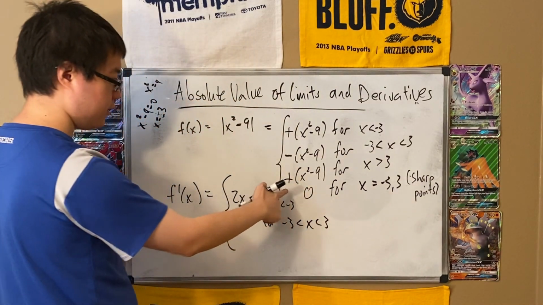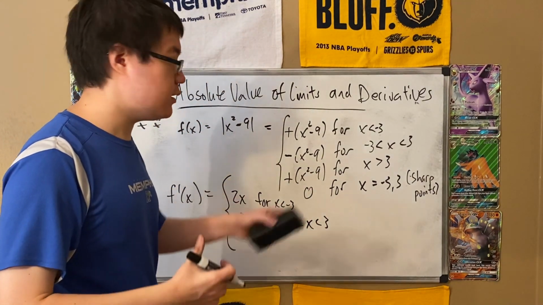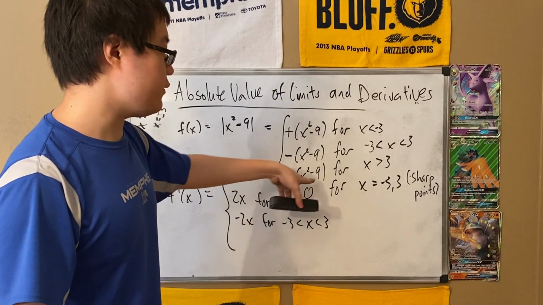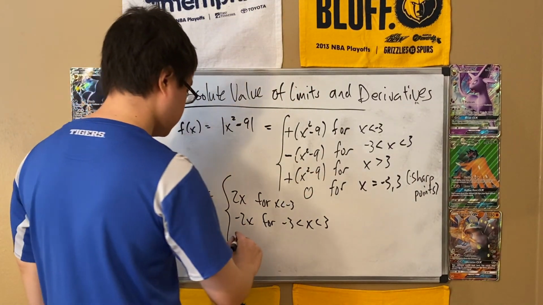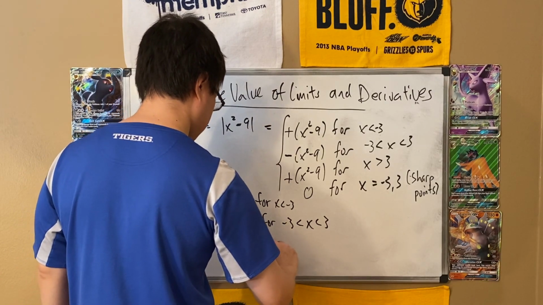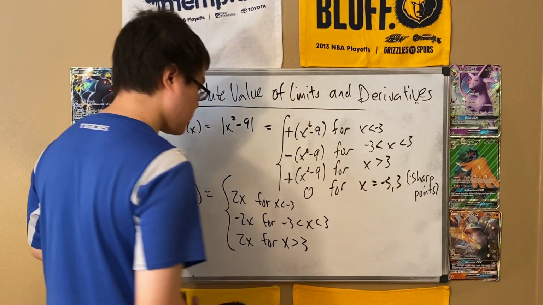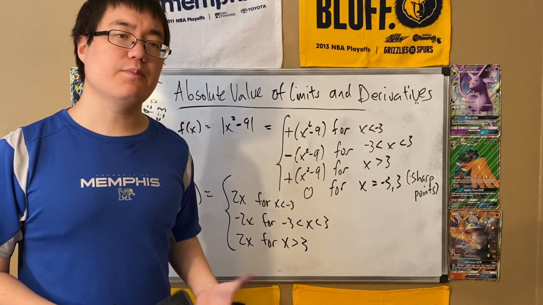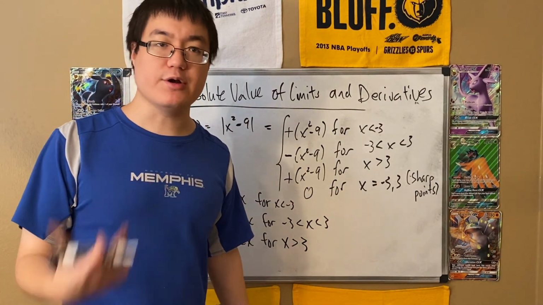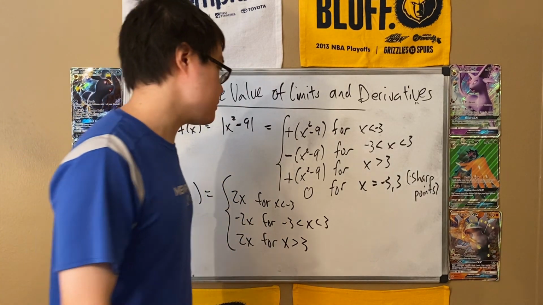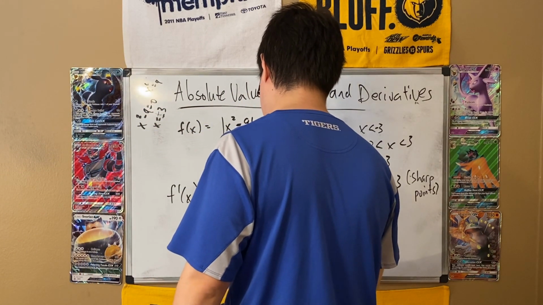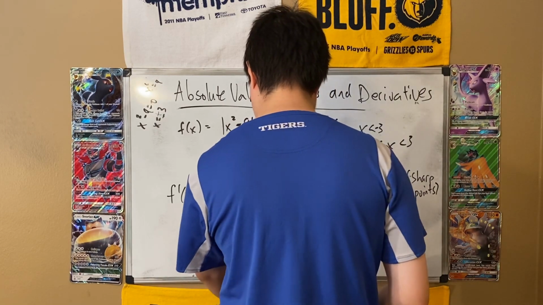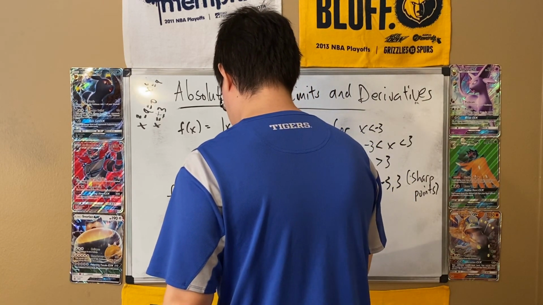And then for this guy right here, what's the derivative of x squared minus 9? Again, all this was the power. We'll take the power, drop it to the front. The derivative of minus 9 is 0. So this is going to be 2x as well. And then finally, what's the derivative at the sharp points? Well, the sharp points are sharp for a reason. They're dangerous. That means the derivatives don't exist. So 0 for x equal -3 and 3. And by 0, I mean doesn't exist.